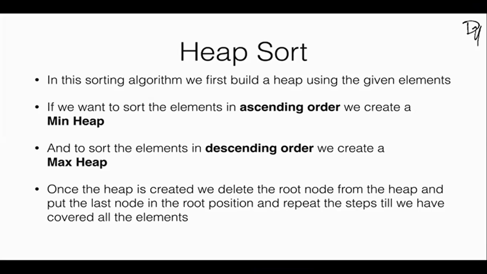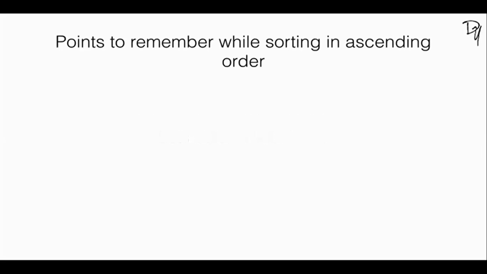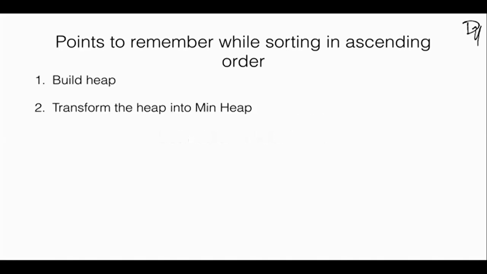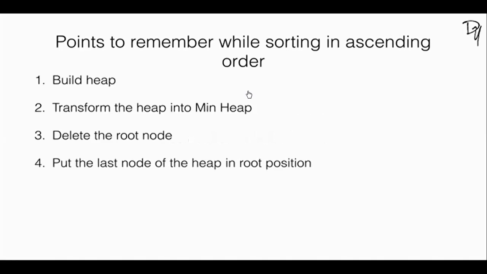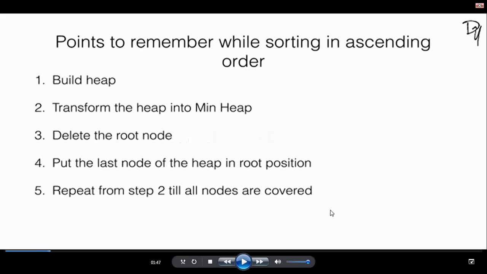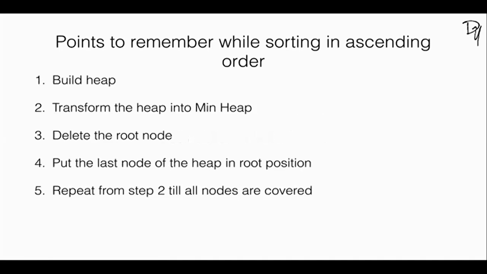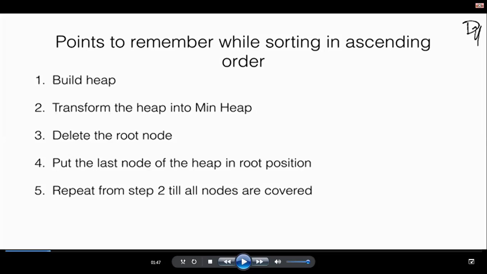Next, we will see 2 examples. Example 1, we'll consider 6 elements. Before that, some points we have to keep in mind. As I told, the very first step is to build the heap. Then, based on ascending or descending order, we have to transform this into a min heap or max heap. And what's the next step? Delete the root node. Then bring the last node to the root position. Then again repeat the steps from step 2 till all the elements are sorted. These 5 points are very important.